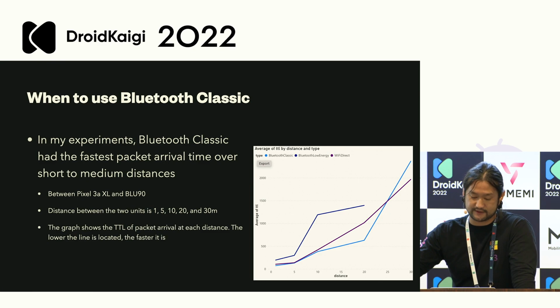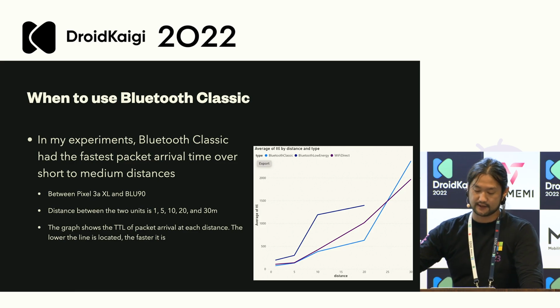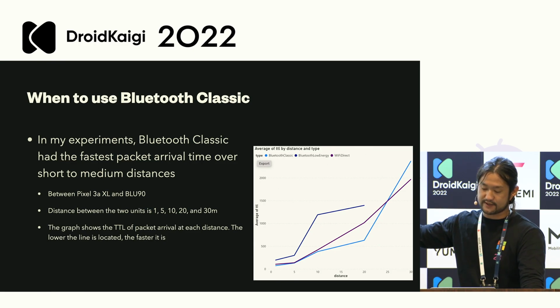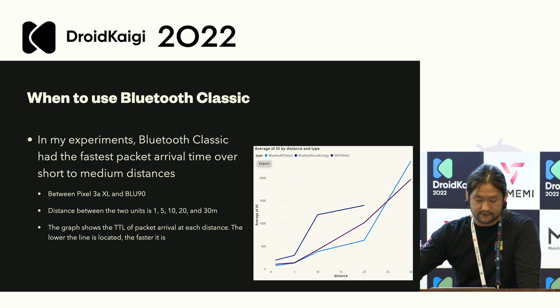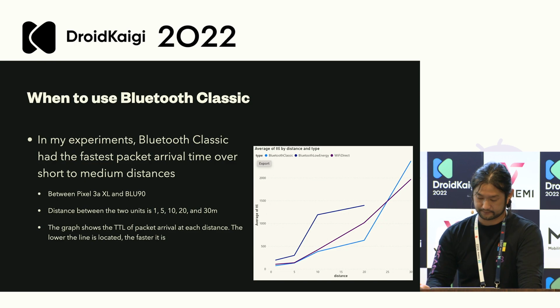I also have some experiment results here. This is the packet arrival speed of various wireless communication means at different distances. The lower the bar, the smaller the arrival time is. At short to mid-range communication, Bluetooth Classic showed quicker packet arrival time.